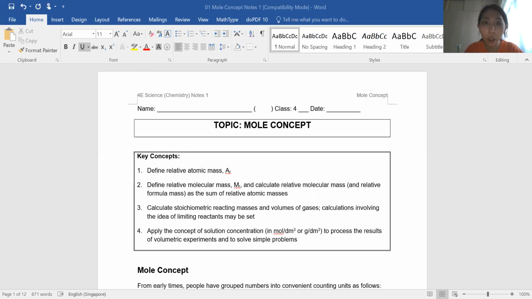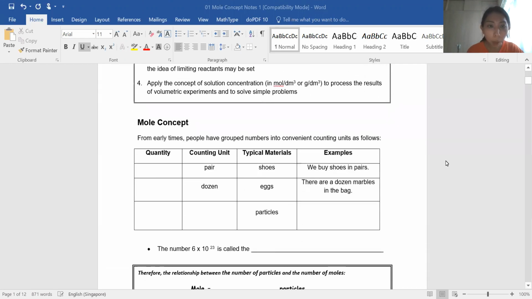Hello students, welcome to the mole concept chapter. So let me begin the chapter by explaining the idea of the unit mole. Mole is basically a counting unit.